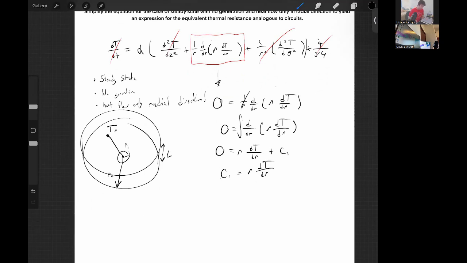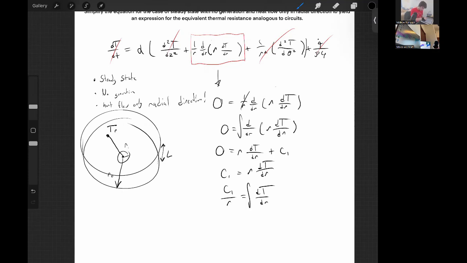And we're going to set this equal to our radius times our temperature gradient. And then we're going to go ahead and separate this and just look at our temperature gradient. And then I'm going to go ahead and integrate both sides.